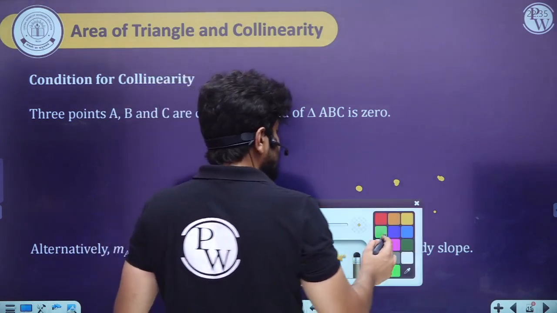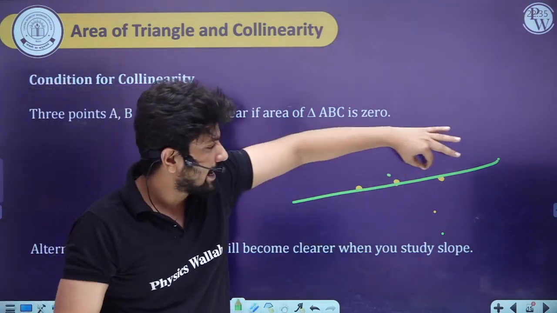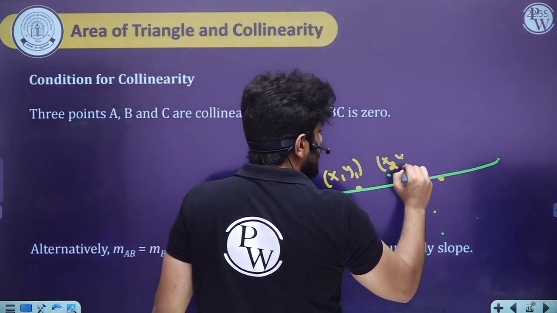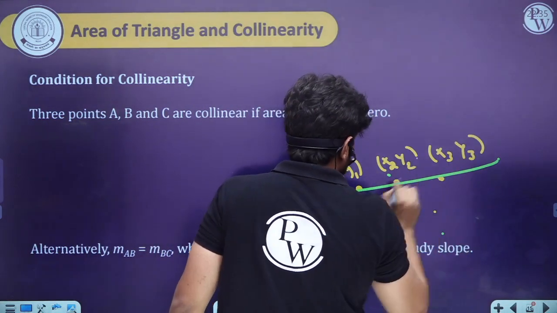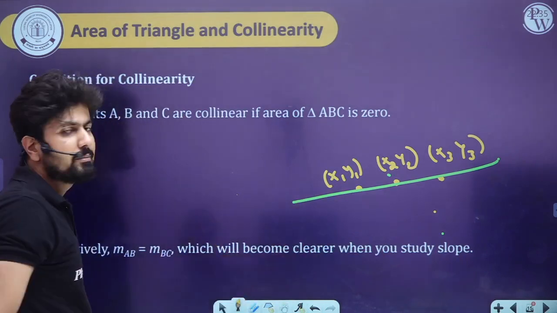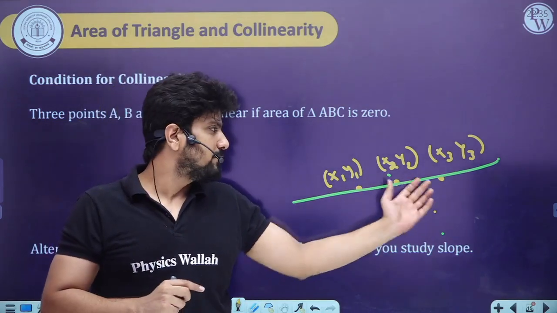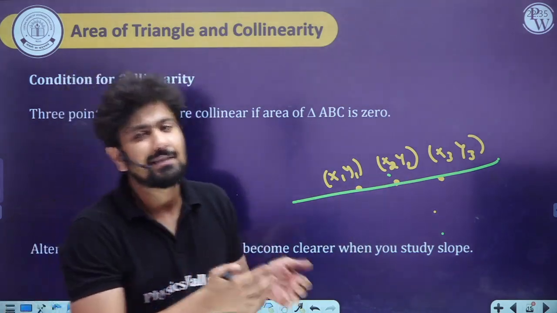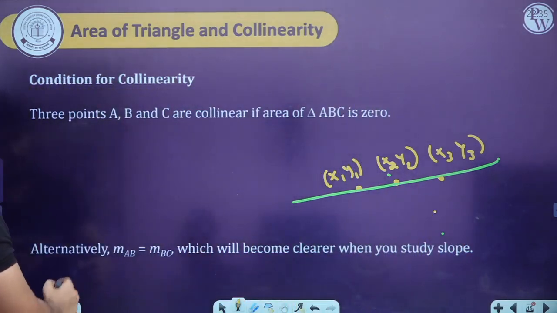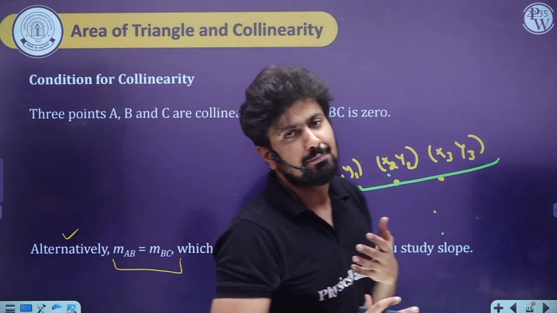The idea behind this is that if they are on the same line, then the area of the triangle formed by these three points, x1, y1, x2, y2 and x3, y3, will be what? 0. This area will be 0 because they are not making any triangle. They are collinear. So we know how to get the area of the triangle, just equate it to 0. This is the condition for collinearity of three points. And there is another way which you will understand later on when we will be equipped with the concept of slope.